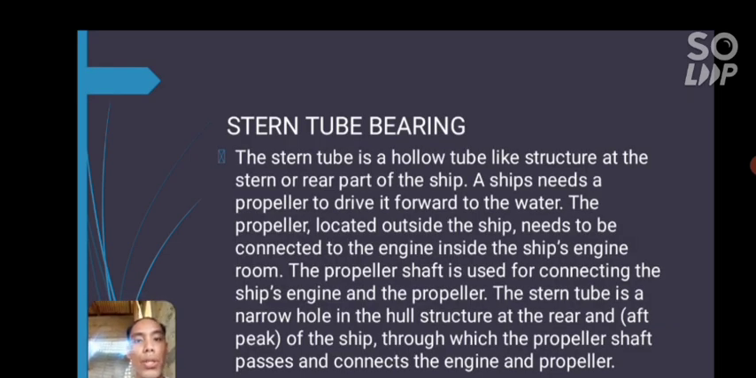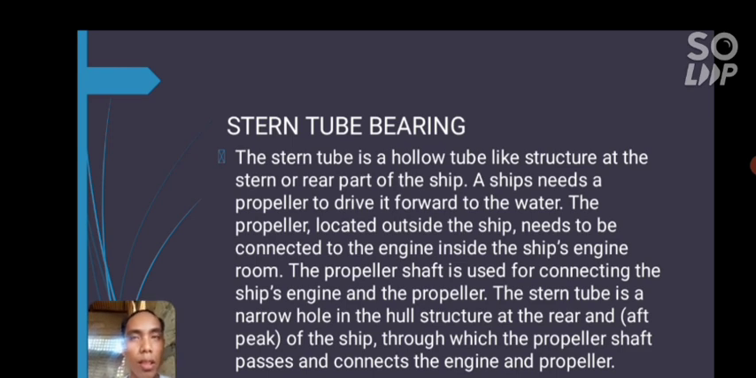So, stern tube bearing. The stern tube is a hollow tube-like structure at the stern or rear part of the ship. A ship needs a propeller to drive it forward in the water. The propeller, located outside the ship, needs to be connected to the engine inside the ship's engine room. The propeller shaft is used for connecting the ship's engine and the propeller. The stern tube is a narrow hole in the hull structure at the rear and the peak of the ship, through which the propeller shaft passes and connects the engine and propeller.